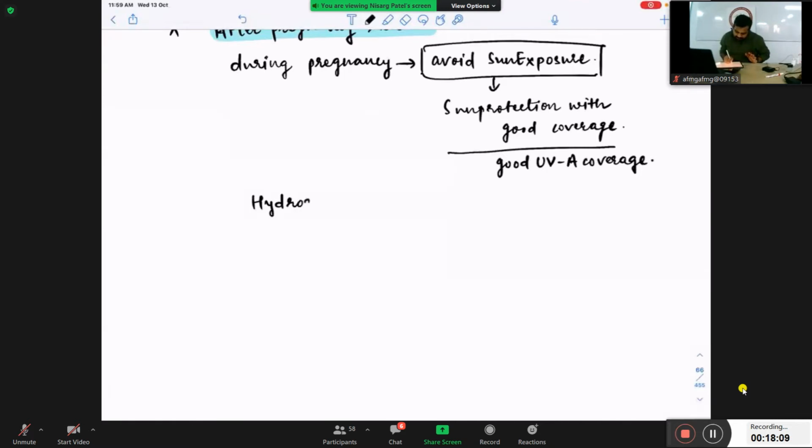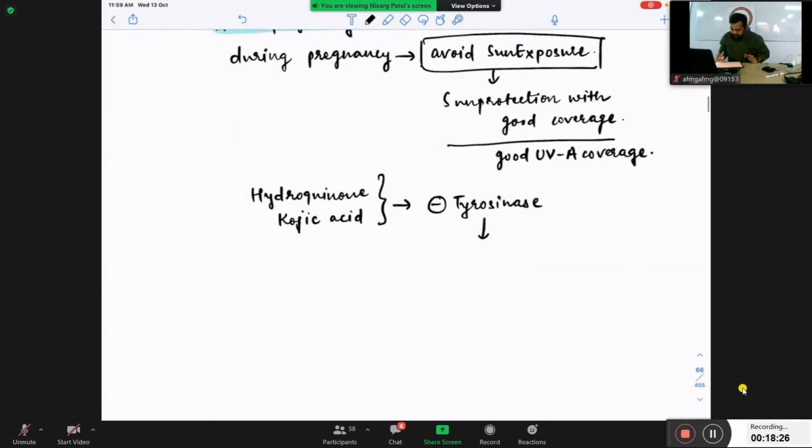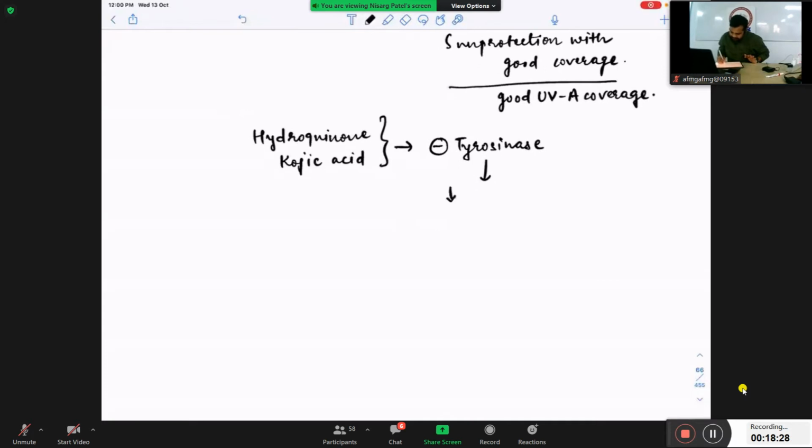The second medicines are hydroquinone and kojic acid. So remember these two medicines. What they do, they inhibit the enzyme tyrosinase, and by inhibiting the enzyme, they will decrease the synthesis of melanin.